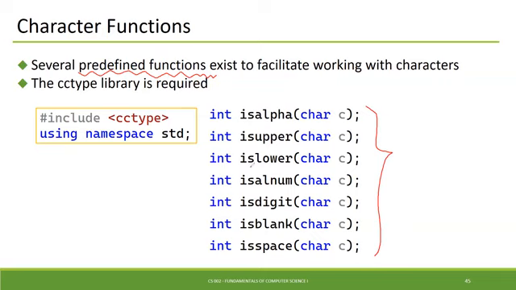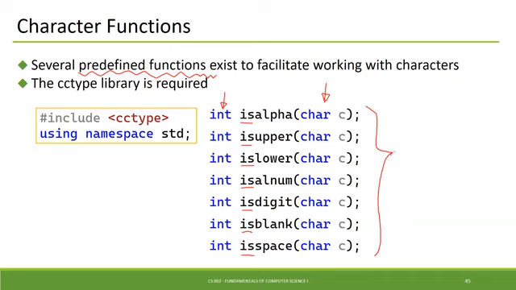Okay, and look at this one. See, the functions are all is something: isalpha, isupper, islower, isalnum, isdigit, isblank, isspace. And they all take only one character. And the return type is int, okay? And actually this is true or false, okay?